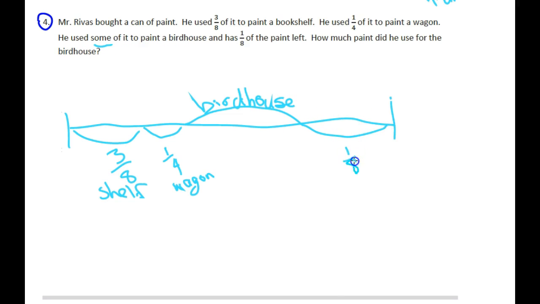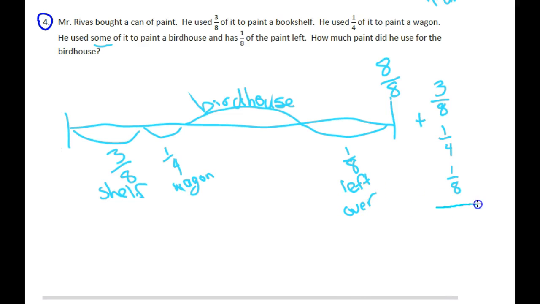1/8. So if we combine all of these and then subtract it from the total, and we can say these are in eighths, right? So we can just say the whole thing was 8/8. So now if we say 3/8, we're going to combine it. So that's the shelf, that's the wagon. We're going to combine it with the 1/8 left over. Label that left over.